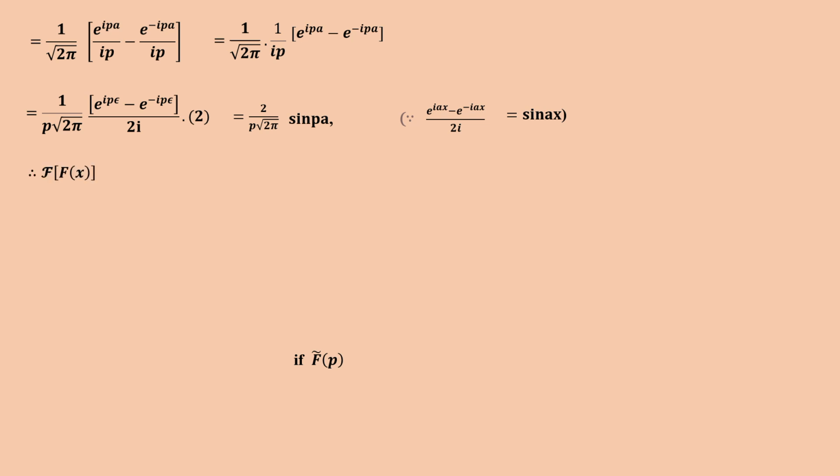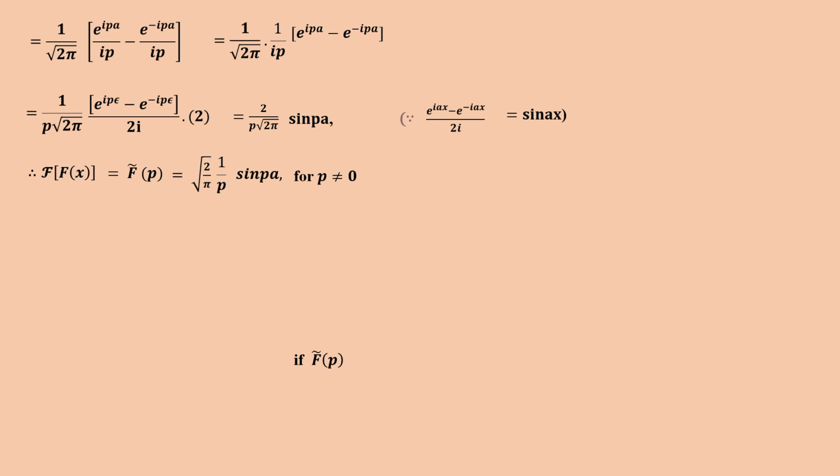Therefore the Fourier transform of f of x, which is equal to f bar of p, is equal to 2 and root 2. The 2 in the numerator and the root 2 in the denominator get cancelled, so you will get root 2 in the numerator. The denominator already has root pi, so root of 2 divided by pi into 1 by p sin pa, when p not equal to 0.